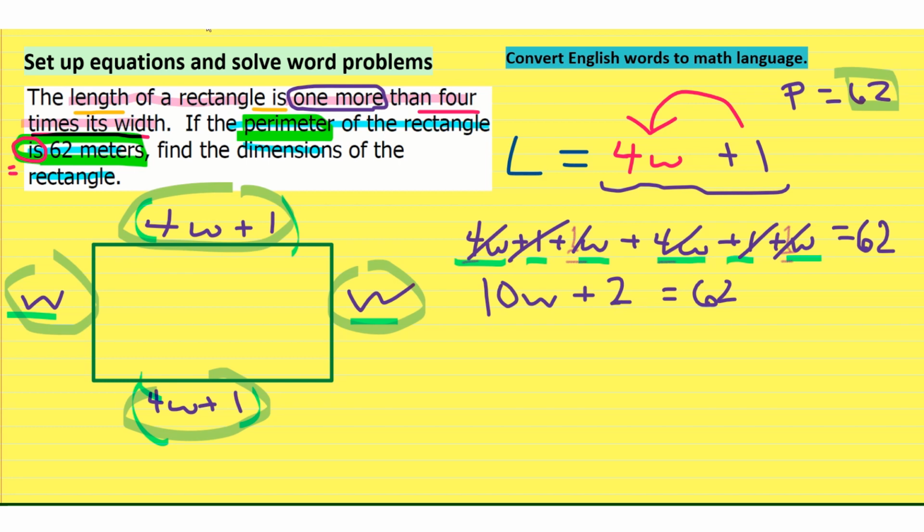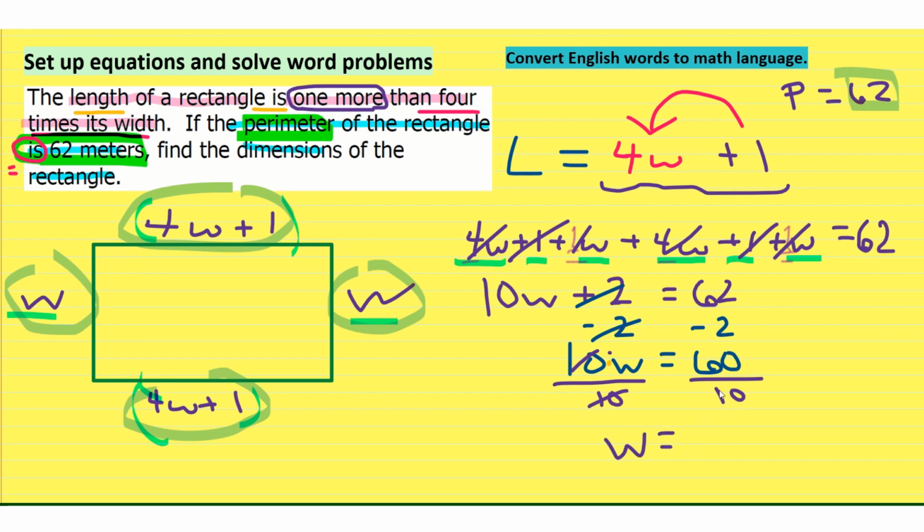Okay, so at this point we continue with order of operations, and we're going to get rid of a plus 2 by saying minus 2 on both sides. These will cancel, and then I'm left with 10w is equal to 62 minus 2, which is 60. And then how do I get rid of that 10 that is being multiplied times the w? Well, I undo multiplication with division. So I'm going to divide out the 10 on both sides. This cancels. I'm left with w is equal to 60 divided by 10. 10 fits into 60 6 times. So that means that my width is equal to 6.